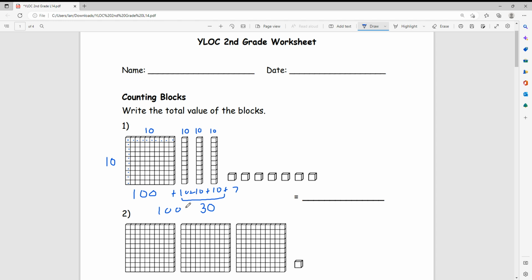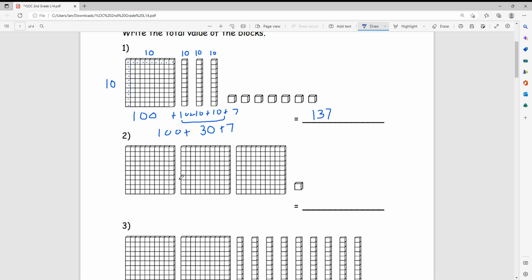So now it's 100 plus 30 plus 7. And now this is an expanded form, right? So we can just easily write our answer. So it's 130 and then 7. That's our answer.